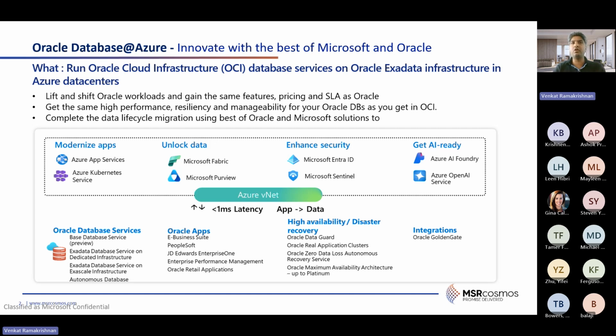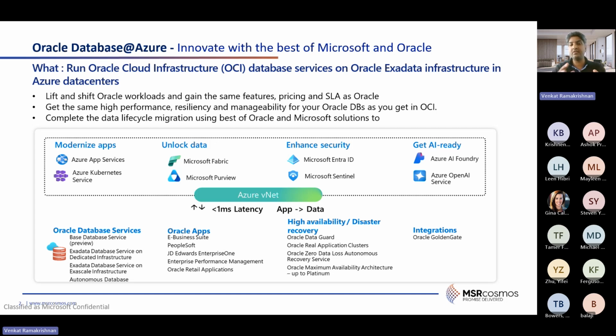And when you do this, if you have Oracle apps, let's say you have eBusiness Suite or PeopleSoft, you would also be able to move those onto Azure. And we understand that customers need high availability and their capabilities. So our solution, Oracle Database at Azure, subscribes to Oracle MAA or the Oracle Maximum Availability Architecture up to Platinum level. And we are also enabling integrations with Oracle and OCI Golden Gate so that you'll be able to mirror or synchronize all your data with the Fabric platform too.